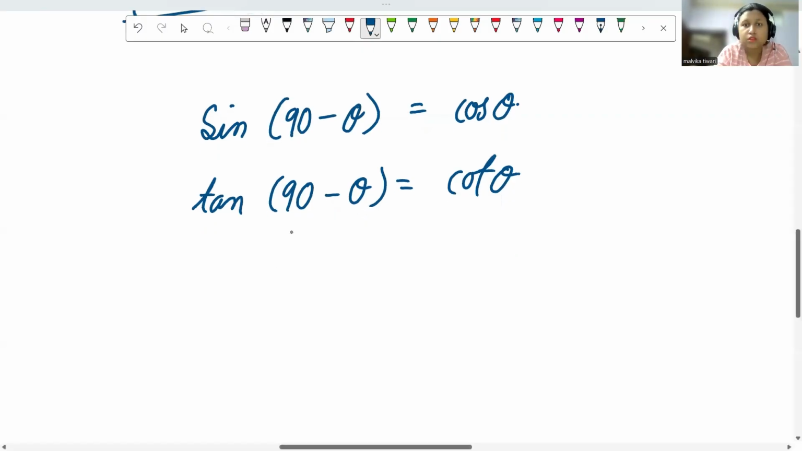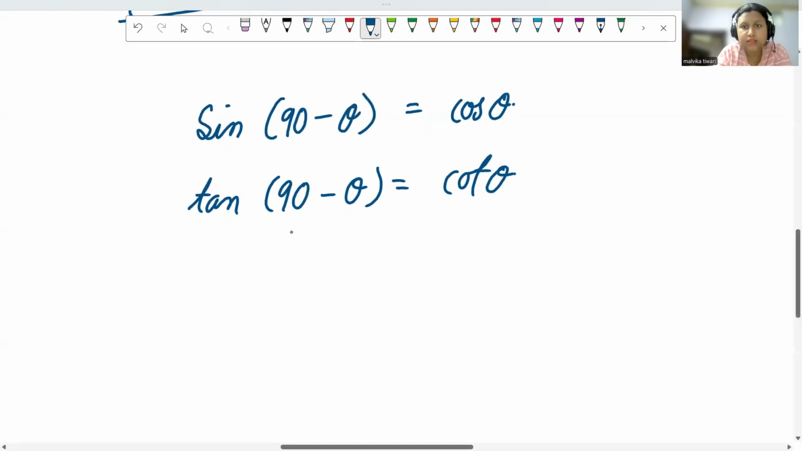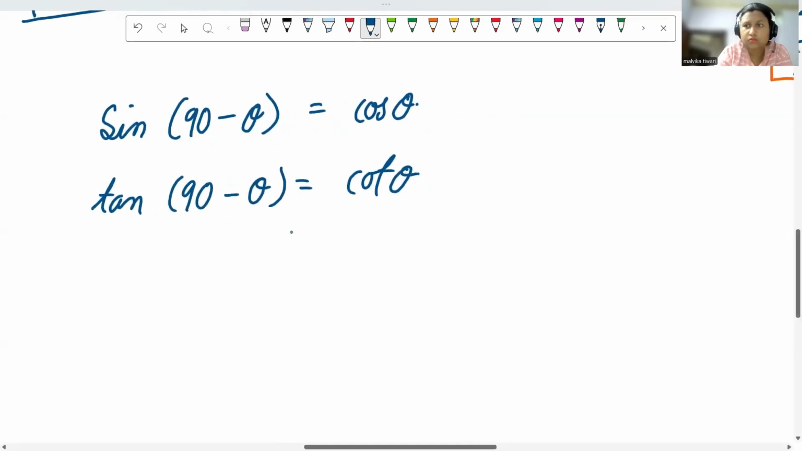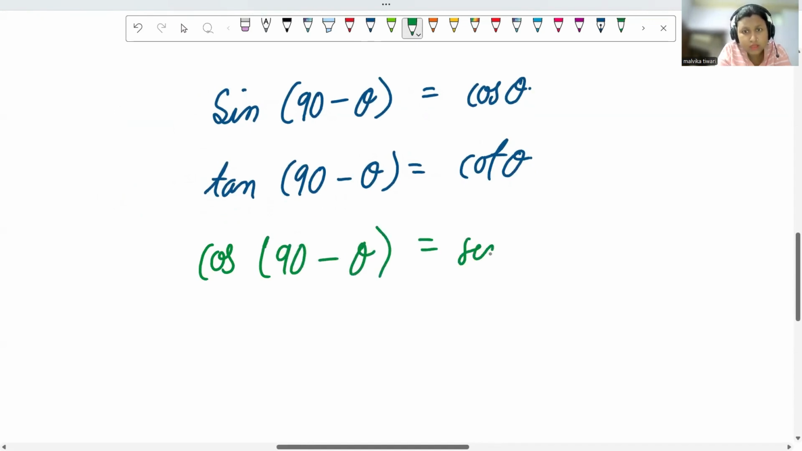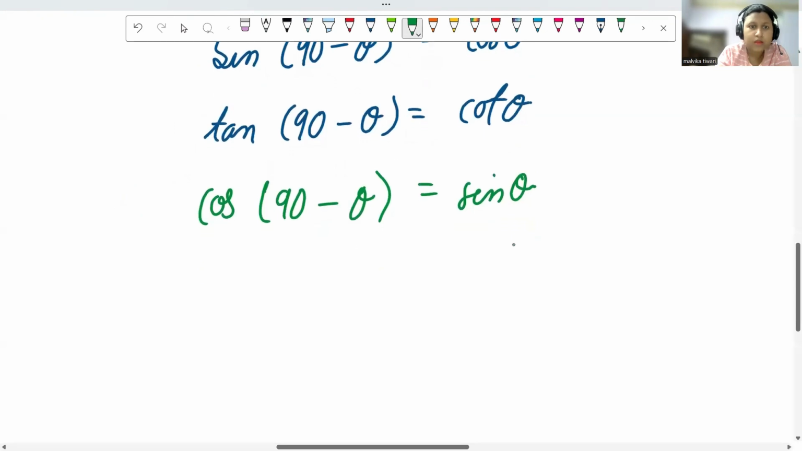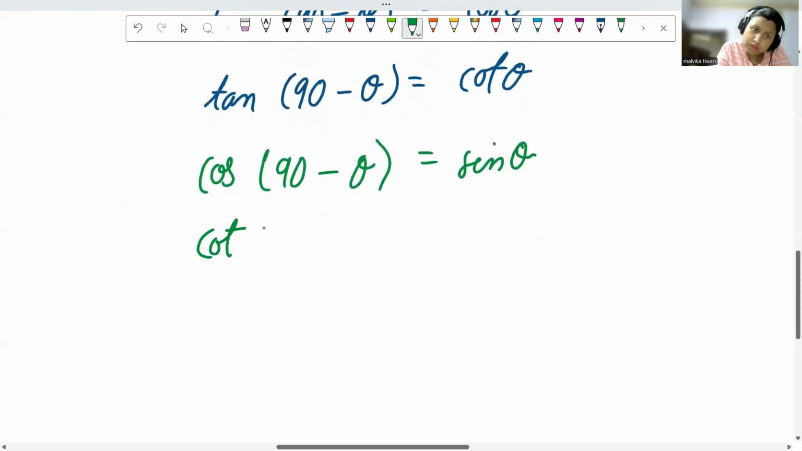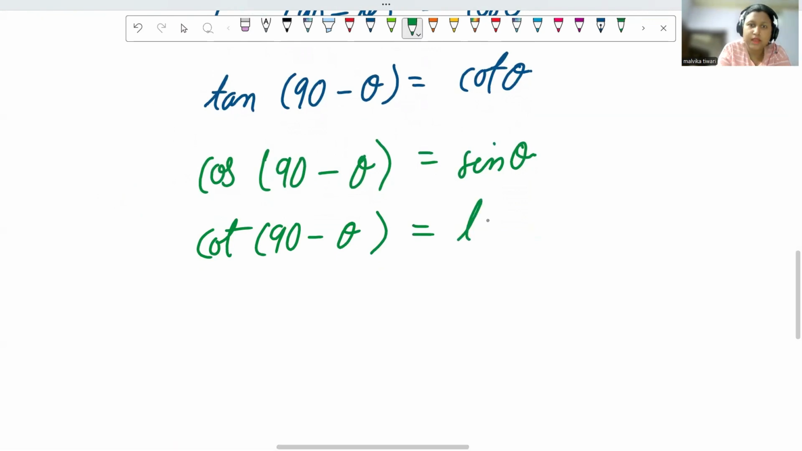Okay, the same thing applies for cos theta and cot theta. So cos 90 minus theta is sine theta. Cot 90 minus theta is tan theta.